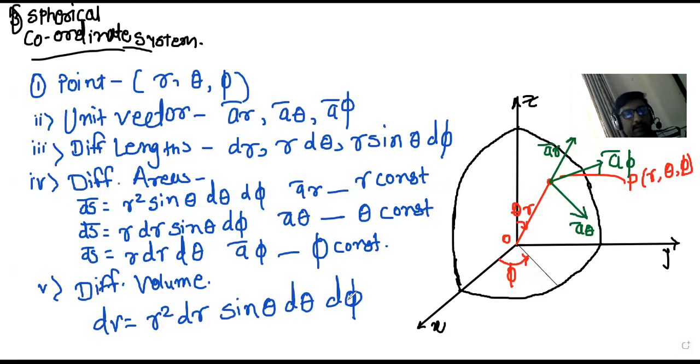So please take a note of these points. Very, very important to solve examples.